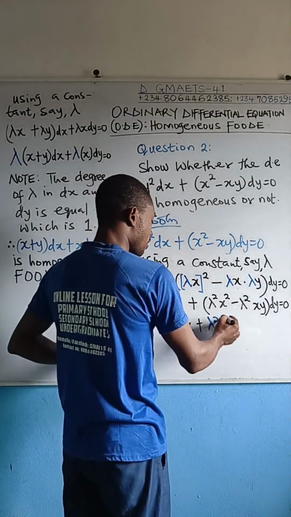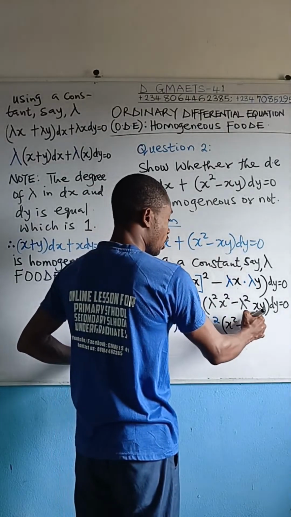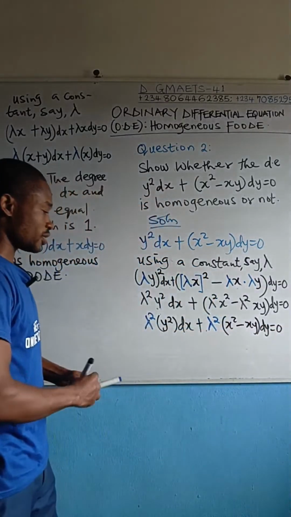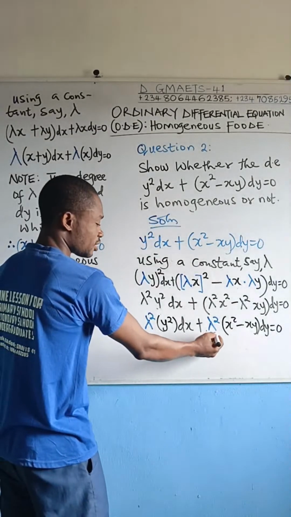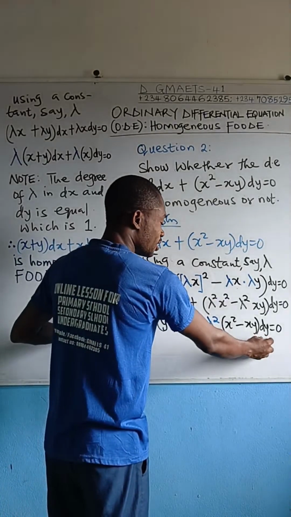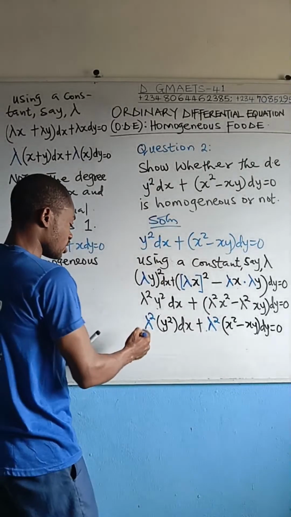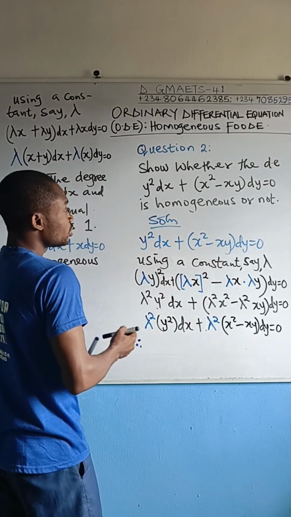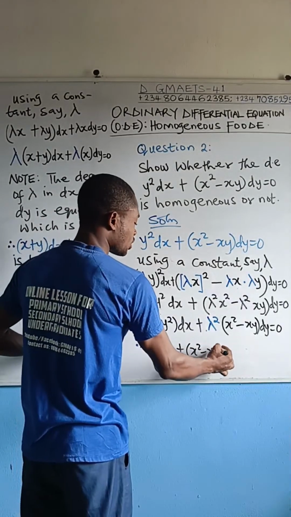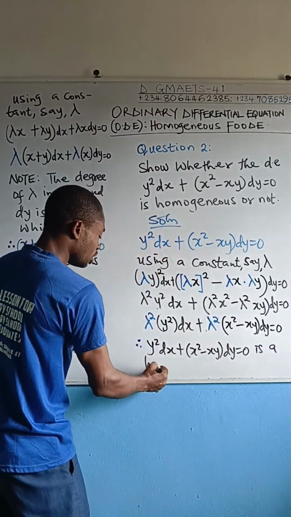Open bracket and then write the original variable, which is x squared. If you factorize this lambda squared, you'll be left with x squared minus xy. Then dy equal to 0. Now, what did you notice? Observe this. In the dx part, the lambda came out with power 2. In the dy part, the lambda came out with power 2. So we can conclude that the equation given to us, therefore, y squared dx plus open bracket x squared minus xy dy equal to 0 is a homogeneous function.